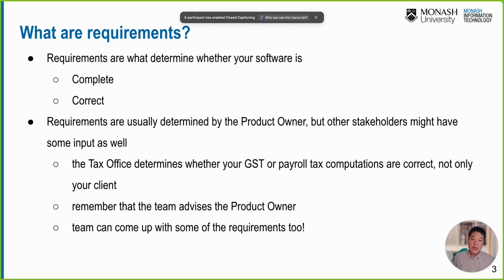For example, the tax office determines whether your GST or payroll tax computations are correct, not only your client. So when you want to compute the GST or the payroll tax, it's not just about us or the employees, but it includes the tax office as well, the ATO. So the ATO can also provide requirements. But at the end of the day, the team will advise the product owner what the requirements are, and they need to craft them in a nice way and make sure that they are accurate as well.